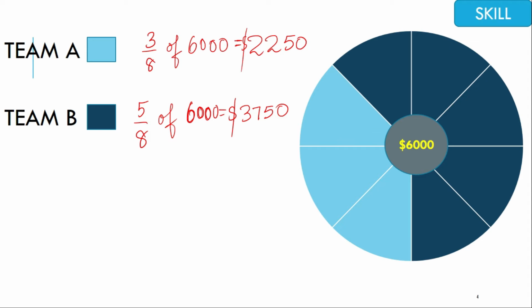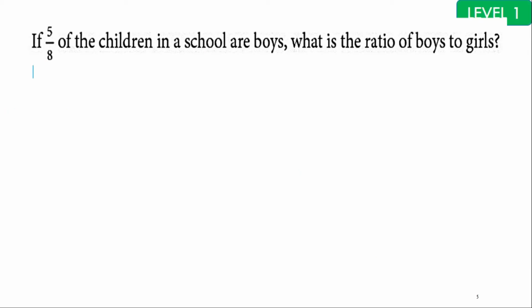Now let's start with word problems. We start with a simple question. If 5 over 8 of the children in a school are boys, what is the ratio of boys to girls? You have the fraction of boys equal to 5 over 8, so for sure the fraction of girls in the school is going to be, you have a total of 8, 5 portions boys, so the remaining 3 over 8 is going to be the fraction of girls in the school.